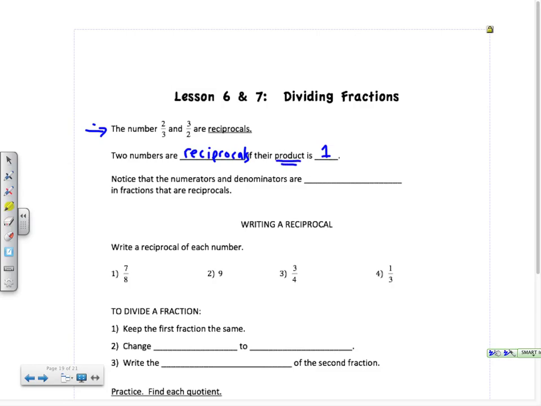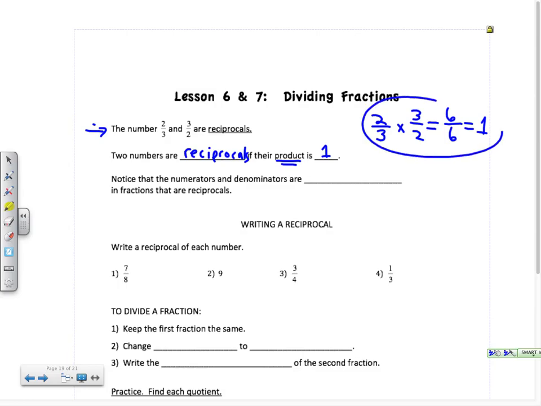Product means multiply. Let's see what happens when we multiply those two numbers, 2/3 times 3/2. We can either cancel out going across, or I can multiply going across. I'll multiply going across. 2 times 3 is 6. 3 times 2 is 6, and we know 6 over 6 is 1. So two numbers are reciprocals if their product is 1. That's what that definition means.